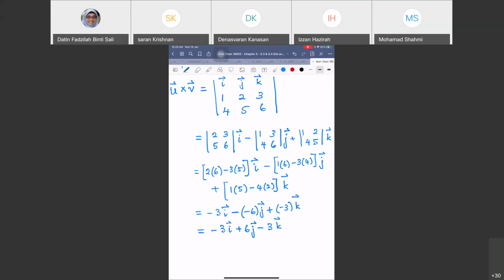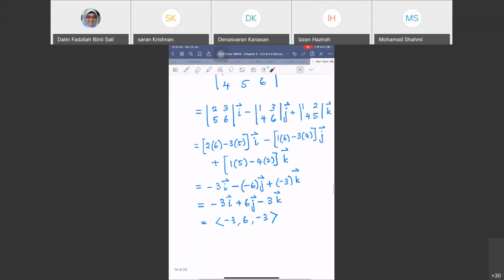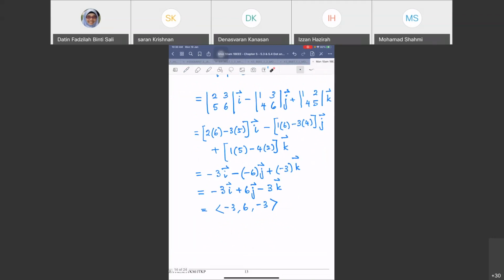Or if you want to write in terms of this type of component, also can. So up to you, the last step is just optional. Until here, you can actually get a full mark if it is correct. So you don't need to write the last step if you don't want to. Okay, any question from anyone?